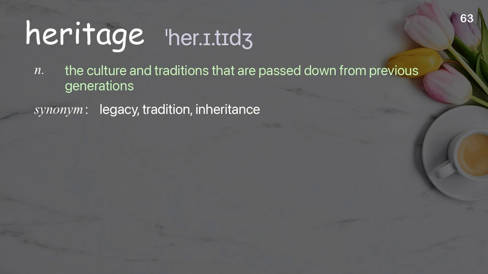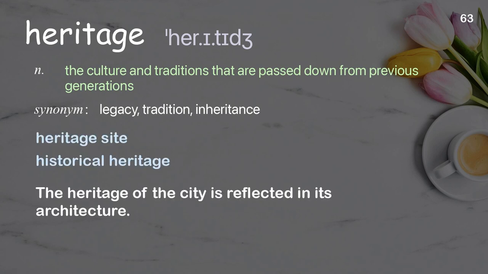Heritage: the culture and traditions that are passed down from previous generations. Examples: heritage site. Historical heritage. The heritage of the city is reflected in its architecture.